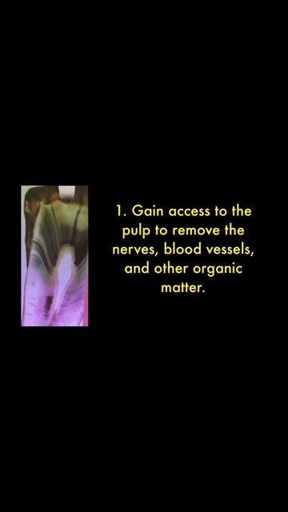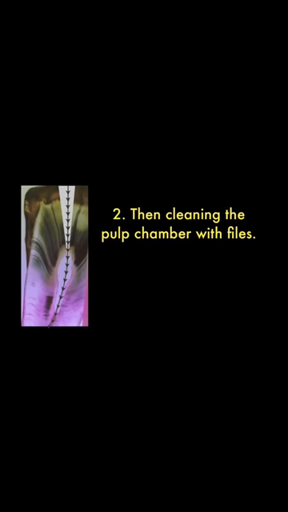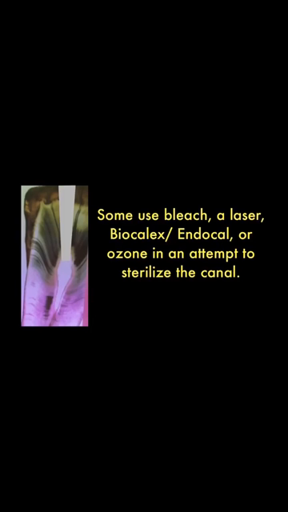They drill out an access to the pulp, sever the nerves in the pulp from their extensions into the microscopic tubules, remove them, and then with a series of ever larger files, they file away as much of the edges of the empty chamber as they can. Some use bleach, a laser, biocalyx, also known as endocal, or ozone in an attempt to sterilize the canal.